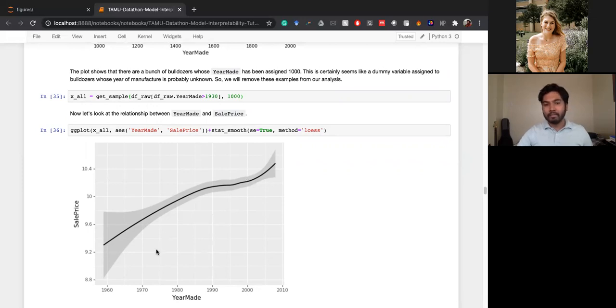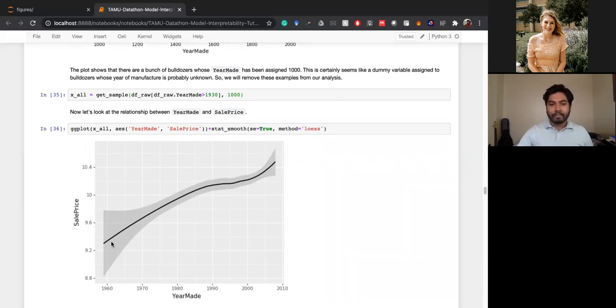That is because, as the year of manufacture increases, you'd expect inflation to make the equipment more expensive. Also, newer models tend to be more expensive, so you would expect a straight line. But you can see that there's a dip here, between 1990 and the year 2000.